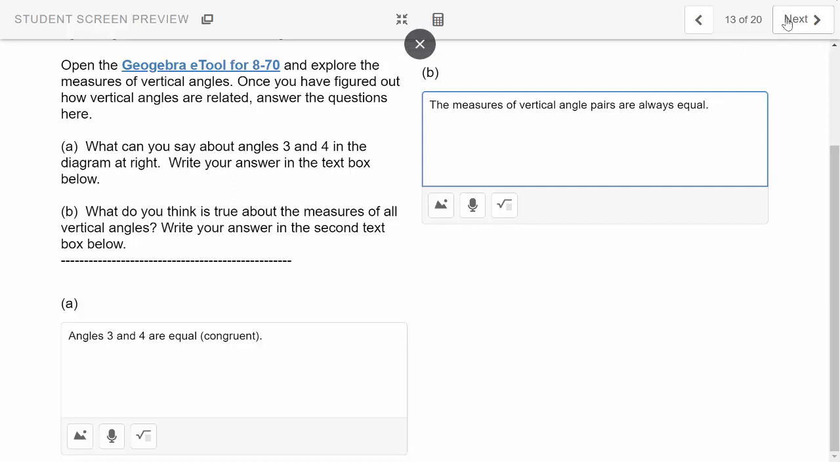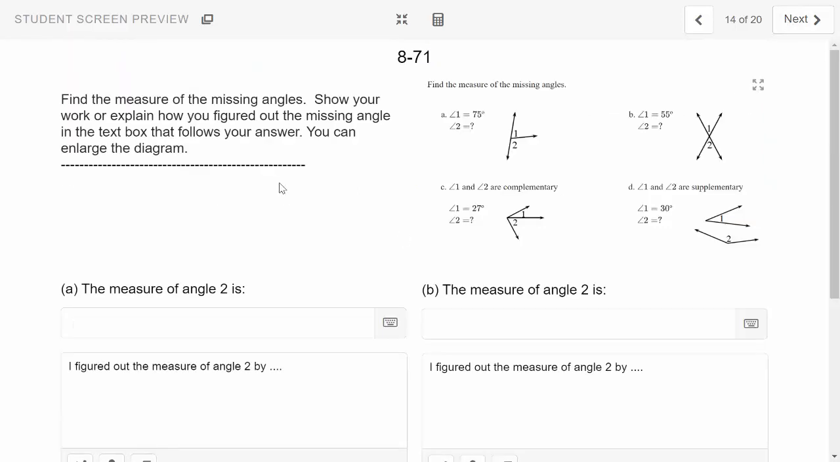Alright, now page 14. Now we get into some of the fun where we get to use the math that we're learning. So find the measure of the missing angles. So for part A, show your work and explain how you figured out the missing angles in the text box that follows. You can enlarge the diagram by clicking on this plus sign on yours. I don't have that ability on mine for some weird reason.